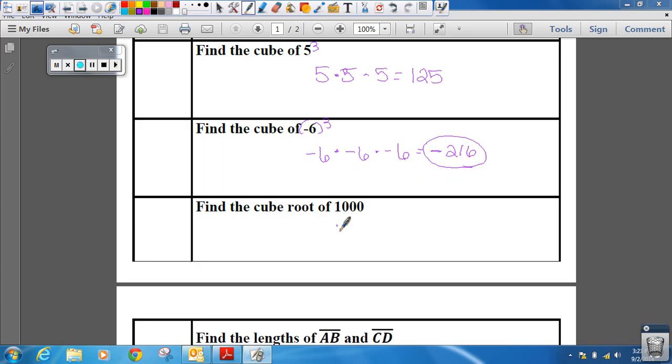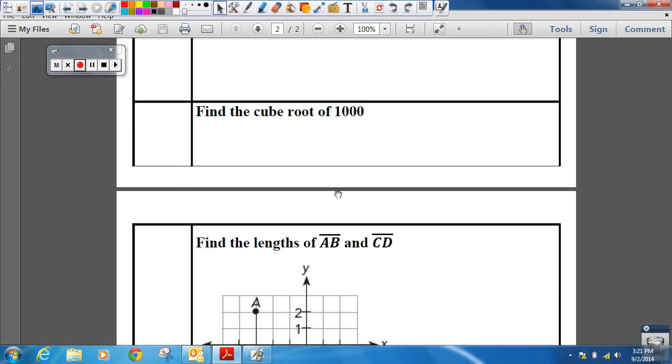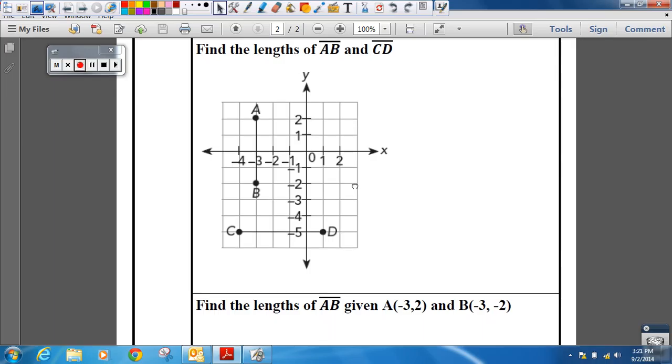Find the cube root of 1000. The cube root looks like the square root symbol, except it has a 3 in front of it. So it's the cube root of 1000. What number times itself 3 times will give you 1000? And the answer is 10. On the square root, we had two answers, both the positive and negative worked, but that is not the case in a cube root, because a negative times a negative times a negative would be a negative 1000 instead of the positive 1000.